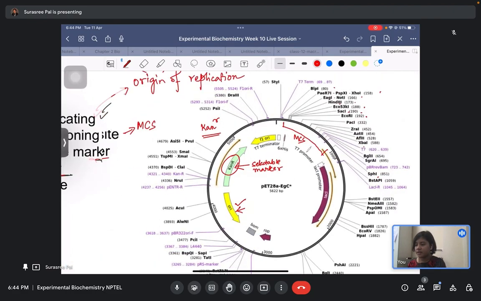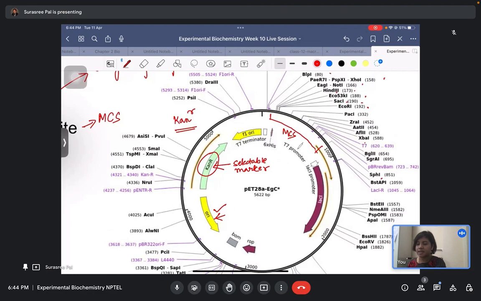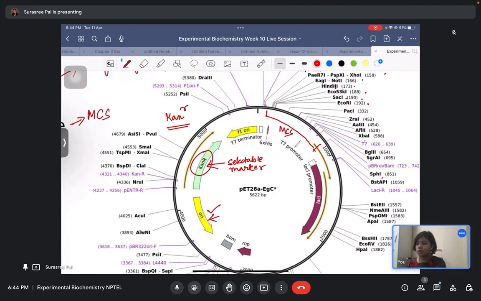Now, there can be several promoters present in the plasmid. So, for example, this is the T7 promoter. T7 is actually the T7 bacteriophage, so this promoter sequence is taken from the T7 bacteriophage. Why can the T7 bacteriophage promoter sequence be taken? Why is it important to take the T7 bacteriophage promoter? Any idea?